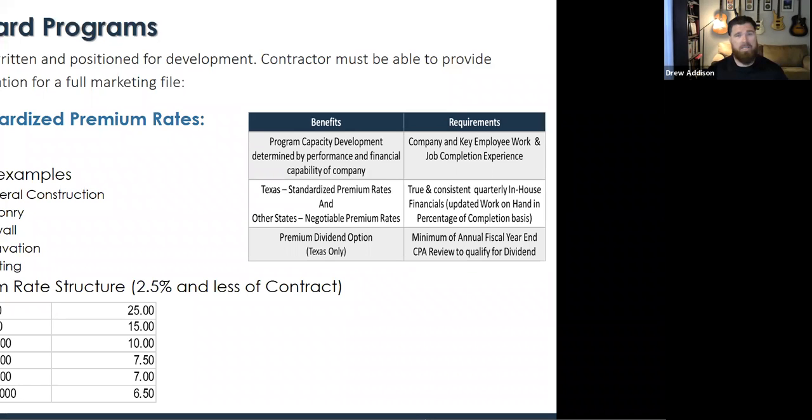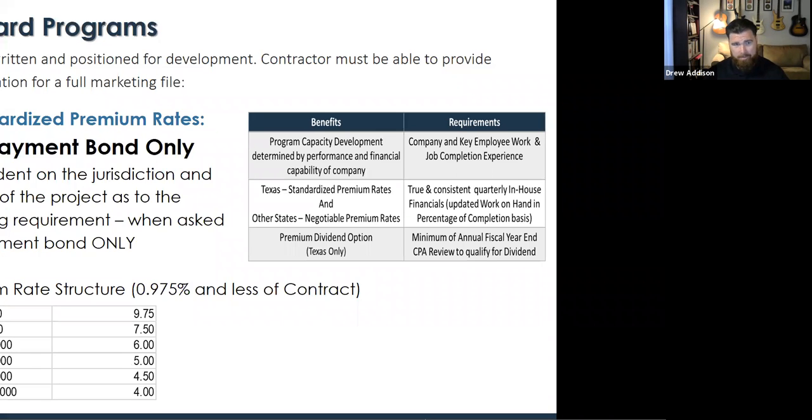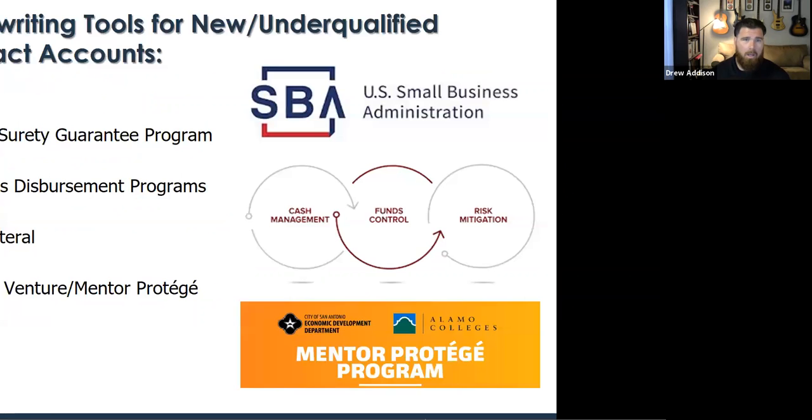A little bit higher premium rate, then that's the reason why they're accepting more risk, right? So that's one way to think about it. These premiums start at 2.5% and then get smaller from there. And then, like I mentioned earlier, for some of the requirements where it's payment bond only, the class rates are 0.975%, since we're only providing the payment bonds. So this would fall in line with the smaller contracts that you're looking for.